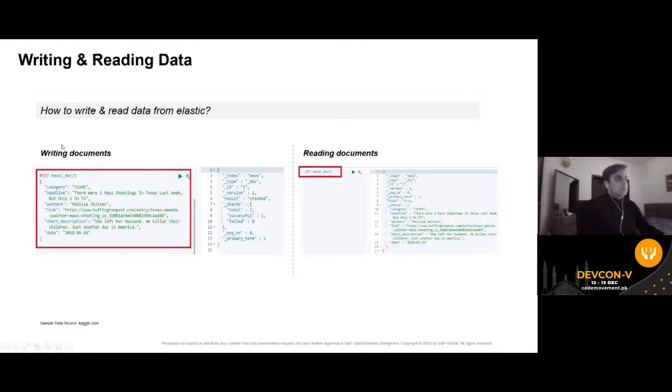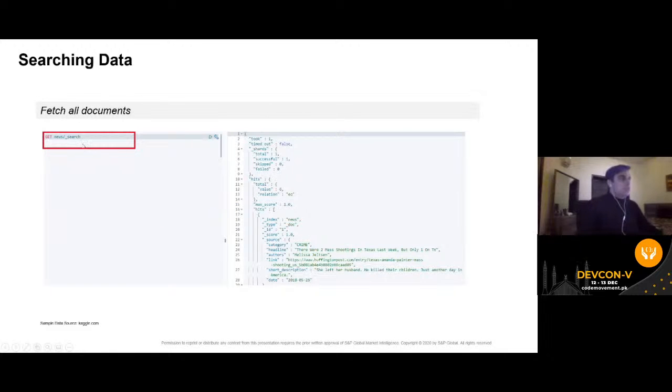Pretty simple, right? If you want to store millions of documents, you just issue this command. There is also a bulk load API available, but that is how you can write data and read data from Elastic. Now, if you want to fetch all the documents from the news index, you just call the _search endpoint and you get all the documents.